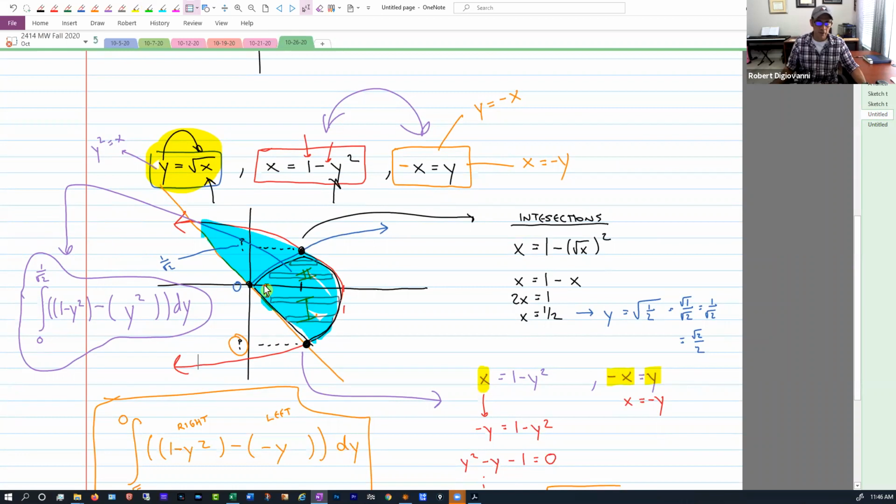Does everyone see you could do this area in blue in one integral? The curve on the right is the red one. The curve on the left is the line. And you could go from this point all the way to that point and calculate it. Now, that's not going to happen on a test. I'm going to make sure that the region is just one region only.